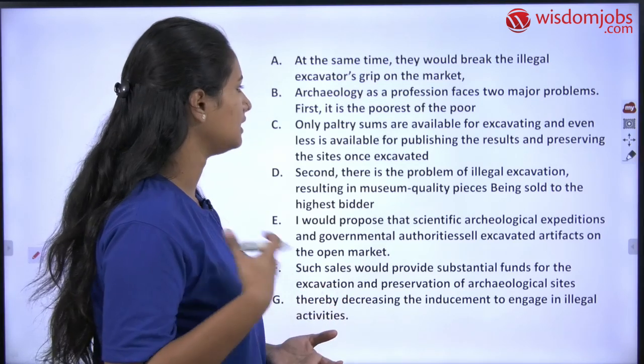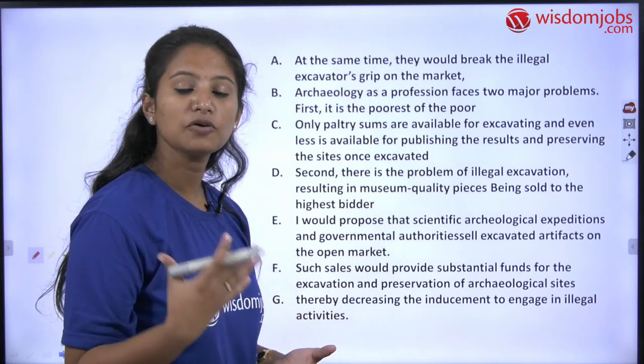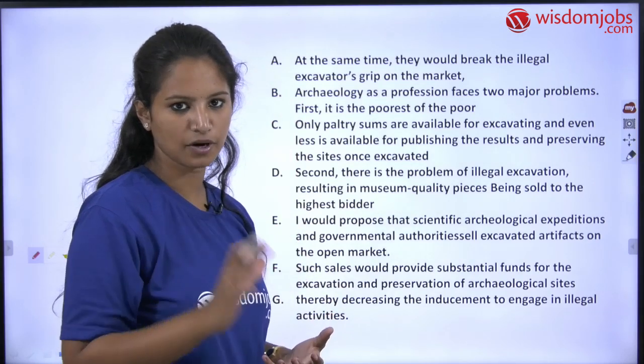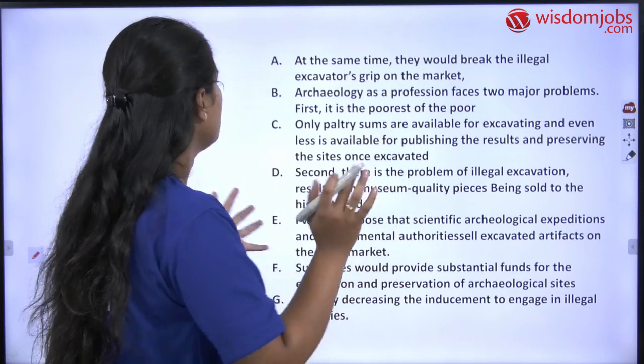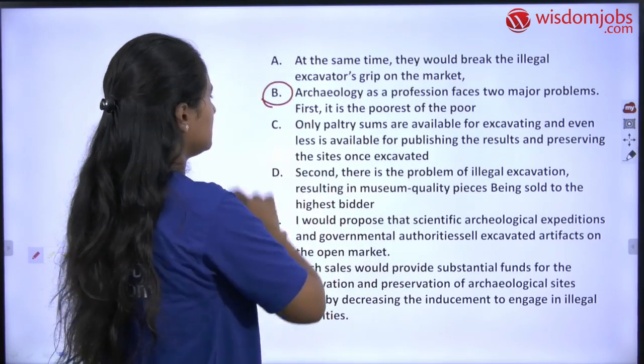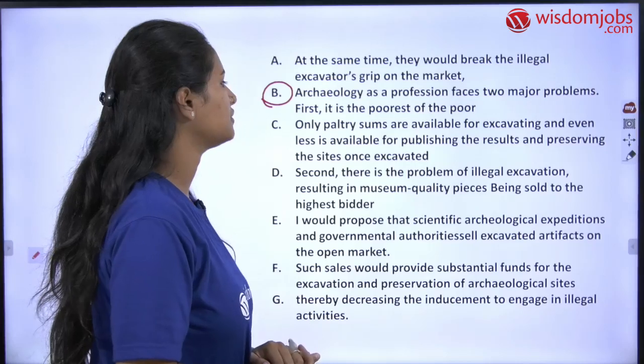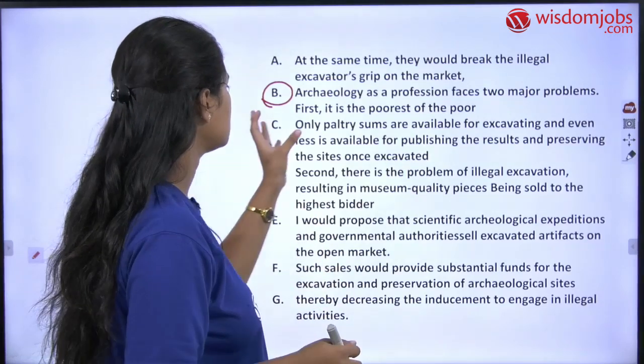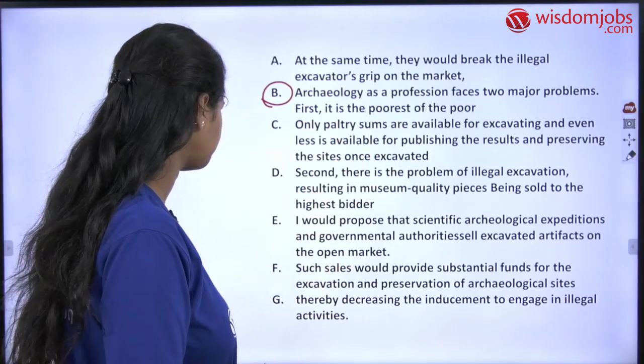So as we have already told you that you have to first read the sentences properly. Here there is a big clue. Find the B number sentence. Archaeology as a profession faces 2 major problems. First, it is the poorest of the poor.